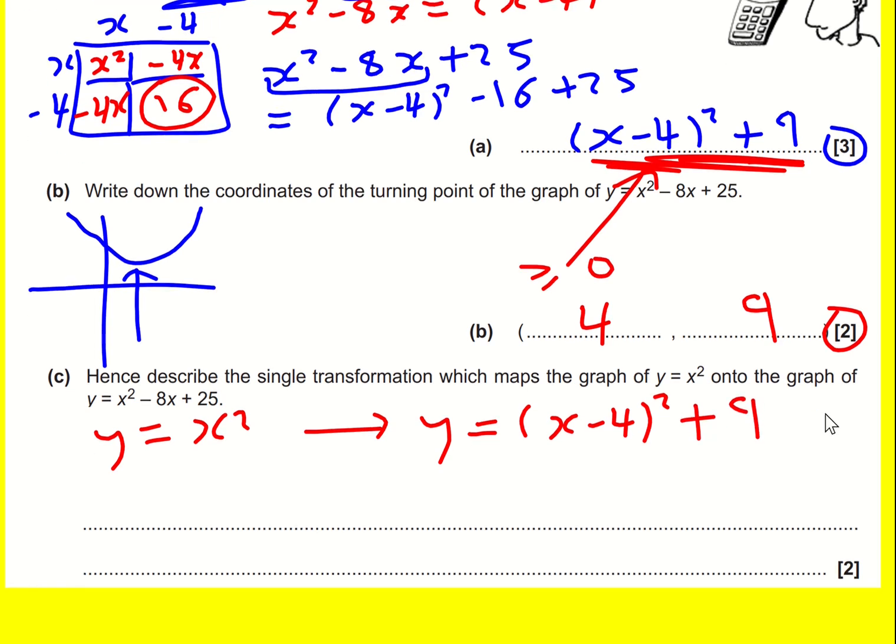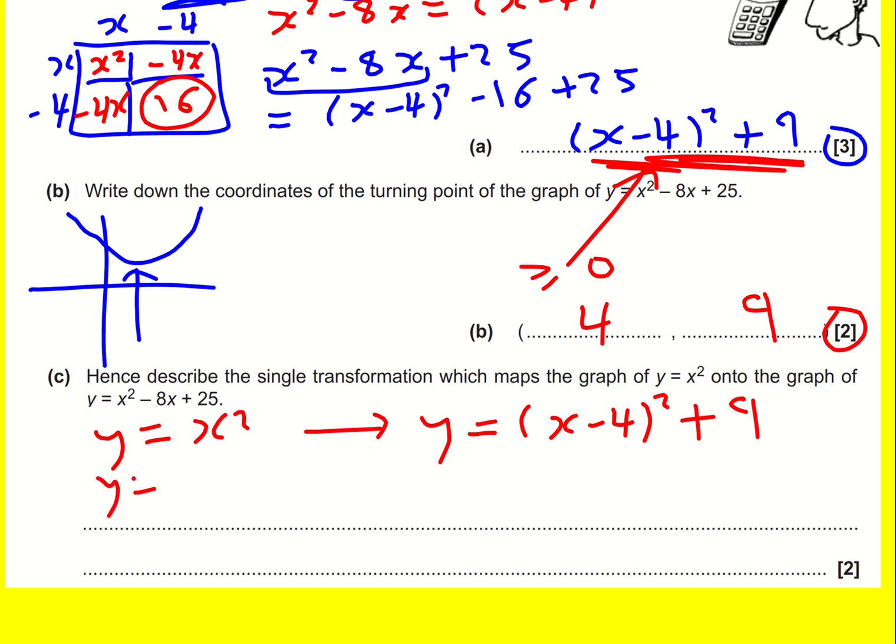Now this is not an easy question in my opinion, because when you cover this in A level, you sort of treat the transformations. You learn about what adding 9 does, and you learn about what minusing 4 does within the x. But essentially, let's do it in 2 stages because I think it will just make more sense.